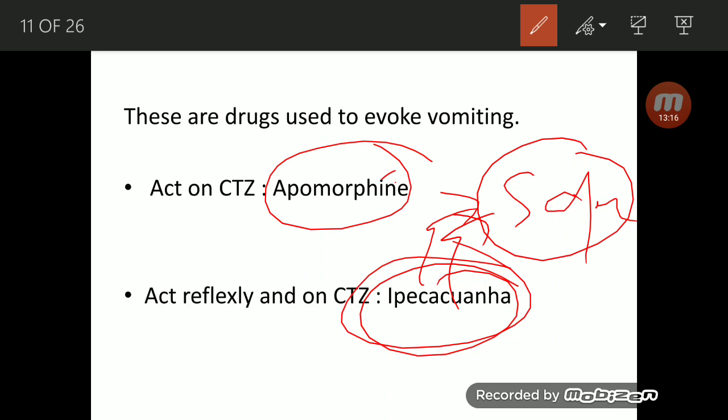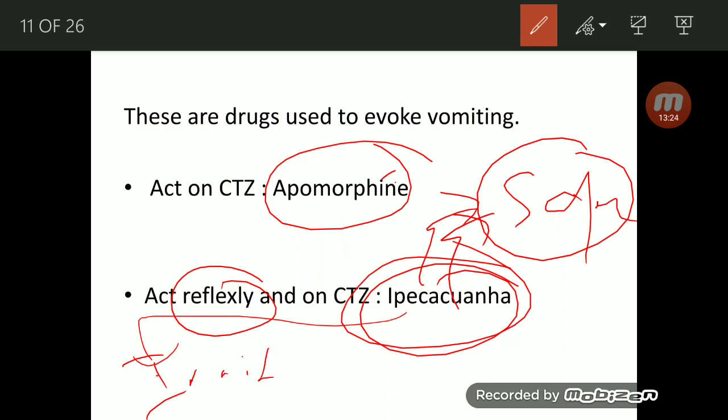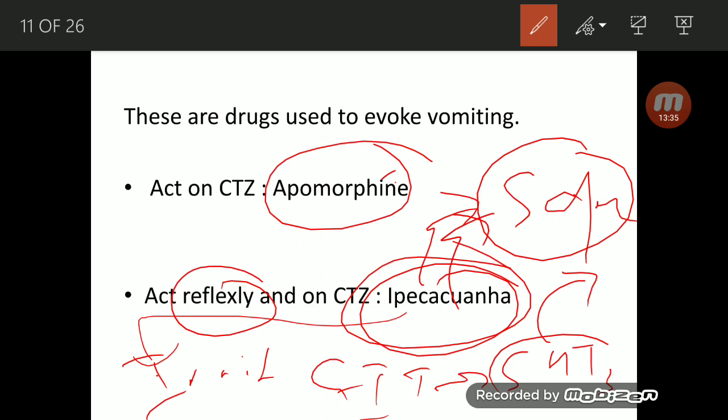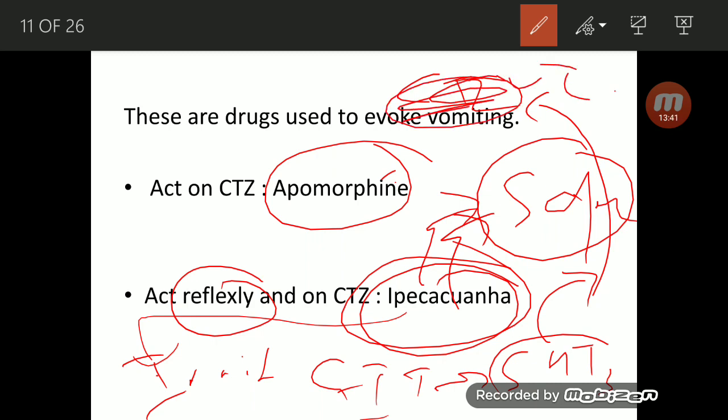Okay, ipecacuanha acts by two mechanisms. Number one, it acts reflexly. When we say reflexly, it means it irritates your gastrointestinal tract. Since it irritates the gastrointestinal tract, it activates your 5-HT3 receptors. Due to activation of 5-HT3 receptors, it sends an impulse to your chemoreceptor trigger zone and your vomiting center. Since it activates your vomiting center, it induces vomiting.